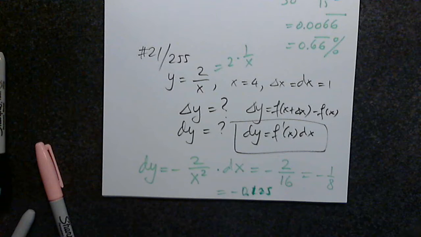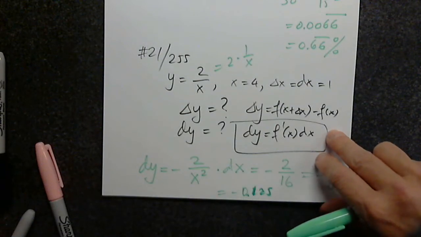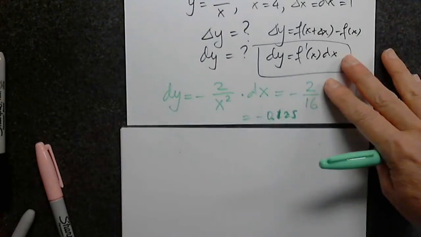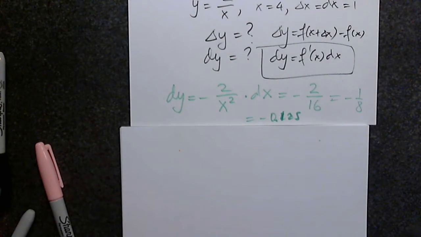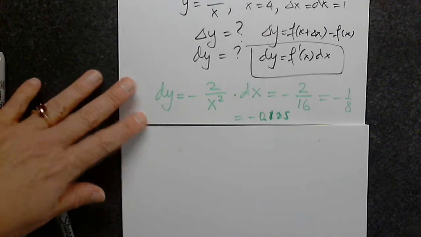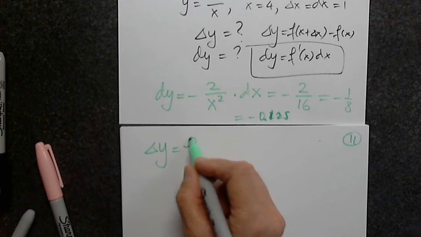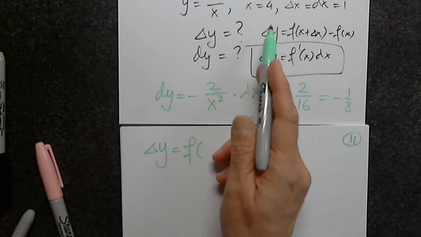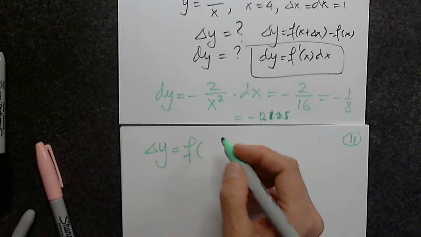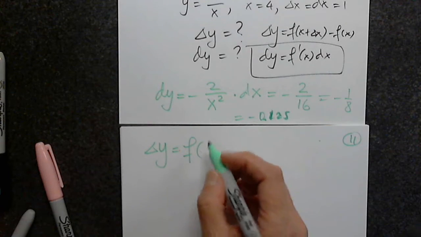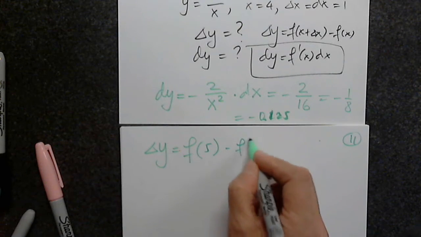Now, in order to find delta y, there is a lot more work. So this is the approximate, or the estimate. But finding delta y is a different story. It is f of x plus, x plus dx, I'm sorry, which is 5, minus f of 4.